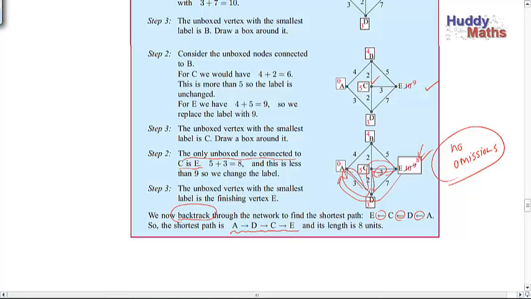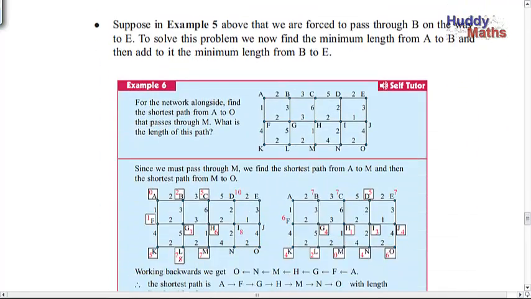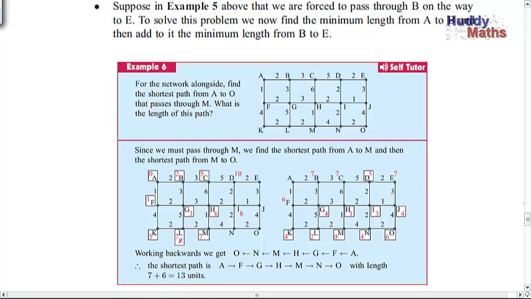Let's have a look now at another example. What about if we're forced to pass through B on the way to E? So hang on, what have we got here? A, and we've got to pass through B on the way to E. So let's have a look at what we're going to do. What's the length of the shortest path from A to O?